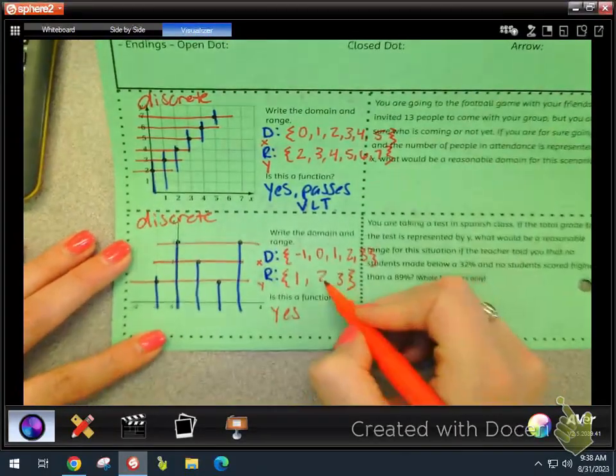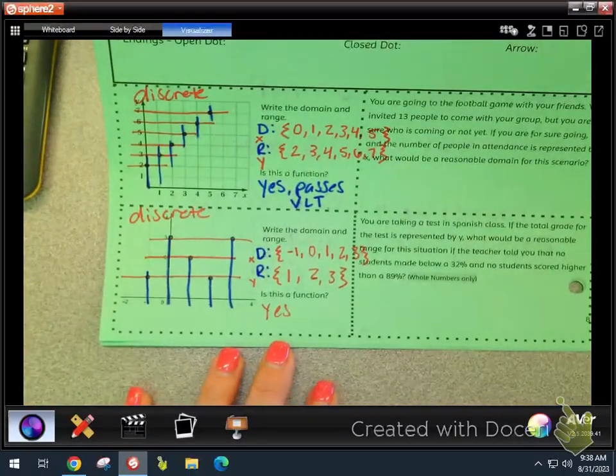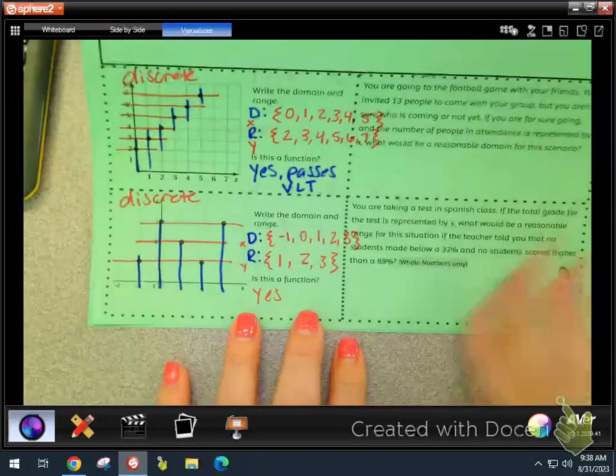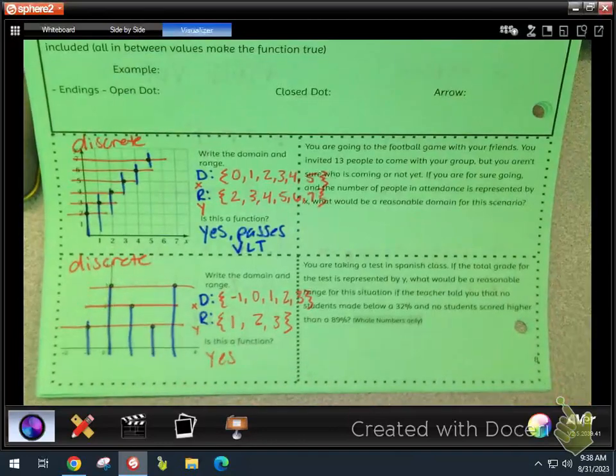So you just have to write those there. Let me see if we have any of those on there. Let's do a word problem. Are we ready for our first word problem?